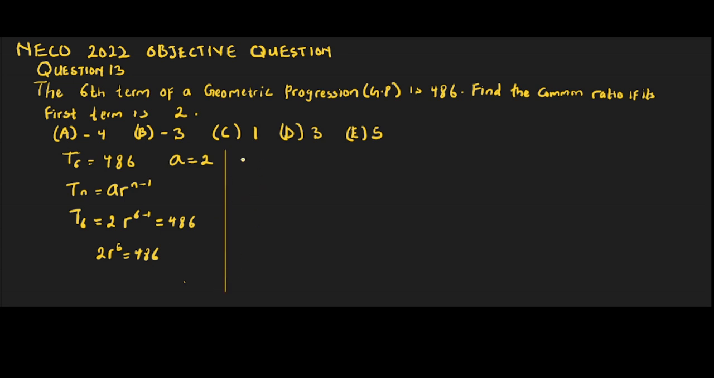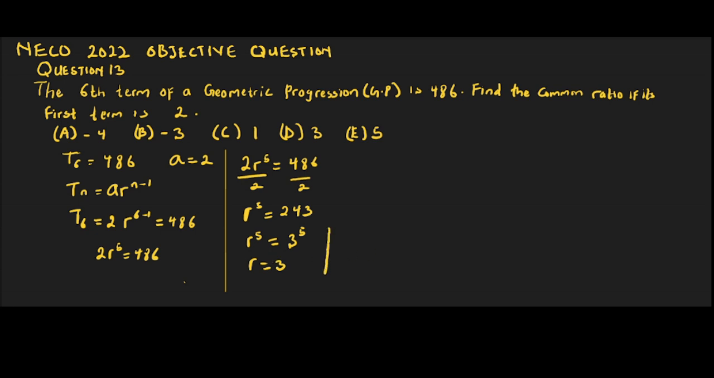So we divide both sides by 2. We have r raised to power 5. We divide 486 by 2, we are going to have 243. Then our r raised to power 5 is equal to 243, same thing as 3 raised to power 5. Then since we have the same power, that means our r is equal to 3.